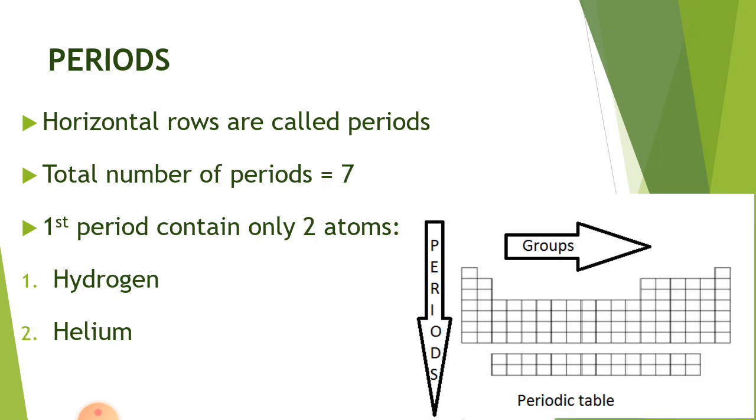Periods. In the periodic table, the horizontal rows are called periods. They are from left to the right. Total number of periods are 7. The first period contains only 2 atoms, which are hydrogen and helium. In the given diagram figure, you can see at the top, in the first period, there are only 2 boxes, means only 2 elements are present in the first period.